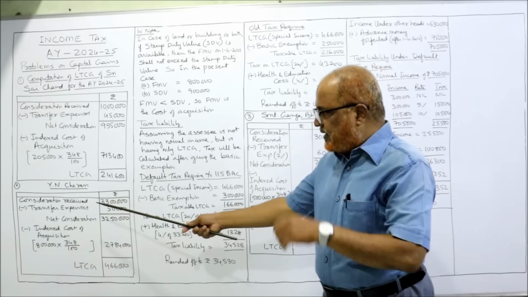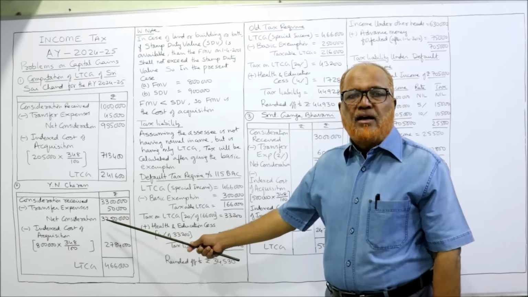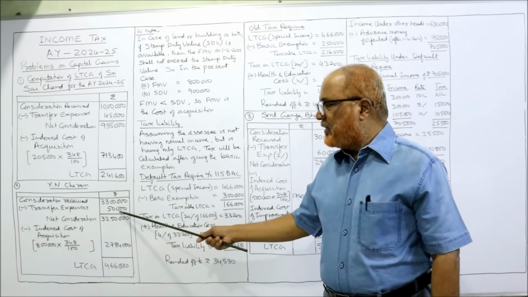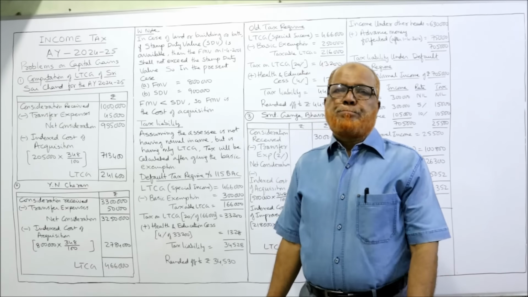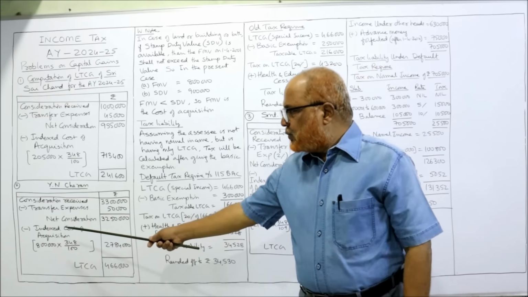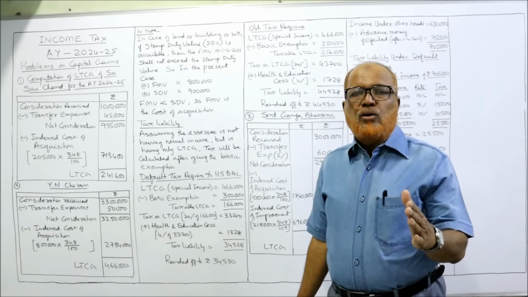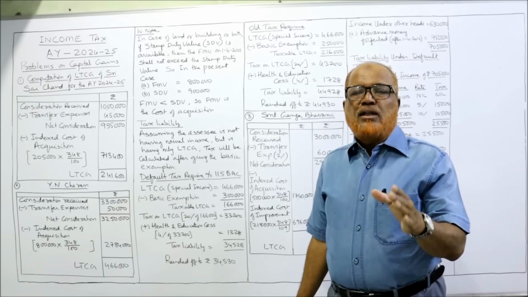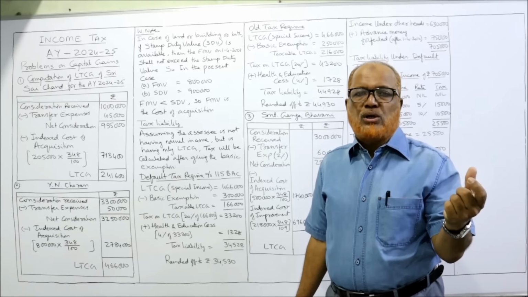Now see here, consideration received 33 lakh. He sold the building for 33 lakh. And transfer expenses given 50,000. 32 lakh 50,000 is the net consideration. From this we deduct indexed cost of acquisition. So in working note you have to write down the asset was purchased before 1/4/2001.